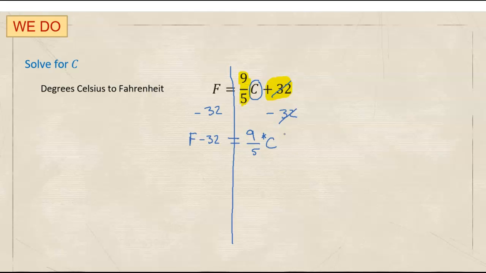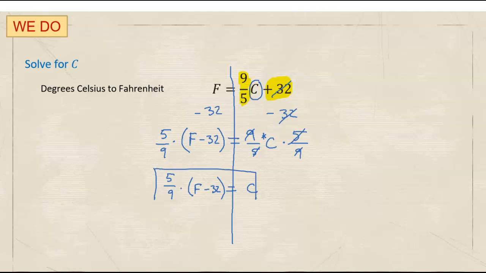Sure, we can use the multiplicative inverse. We can multiply by the fraction flipped upside down. Multiply by 5 over 9. We're going to multiply this side by 5 over 9, but now we need to be careful because we need to multiply the whole side. So I'm going to put parentheses here to make sure we get the whole side multiplied. 5/9 times this whole thing over here. On the right, our 9's will cancel, our 5's will cancel, and we're left with just C. On the left side, we get 5 over 9 times F minus 32. And that's our answer. We've solved for C.